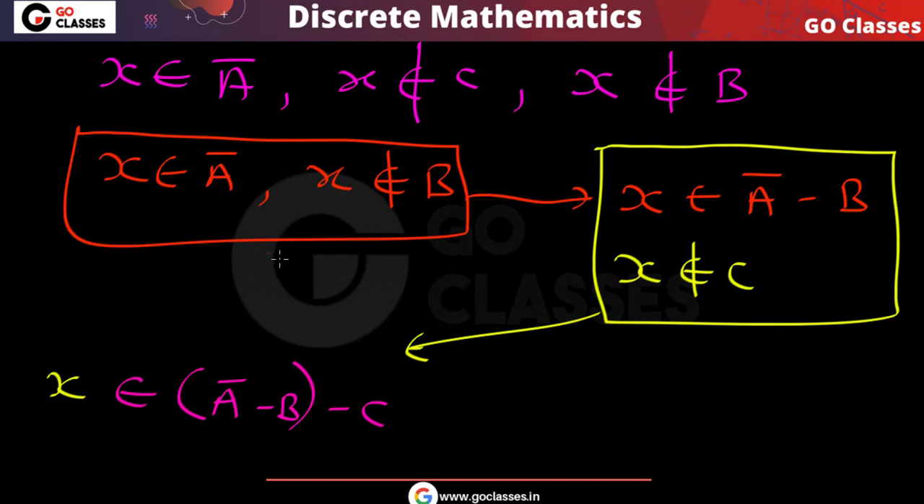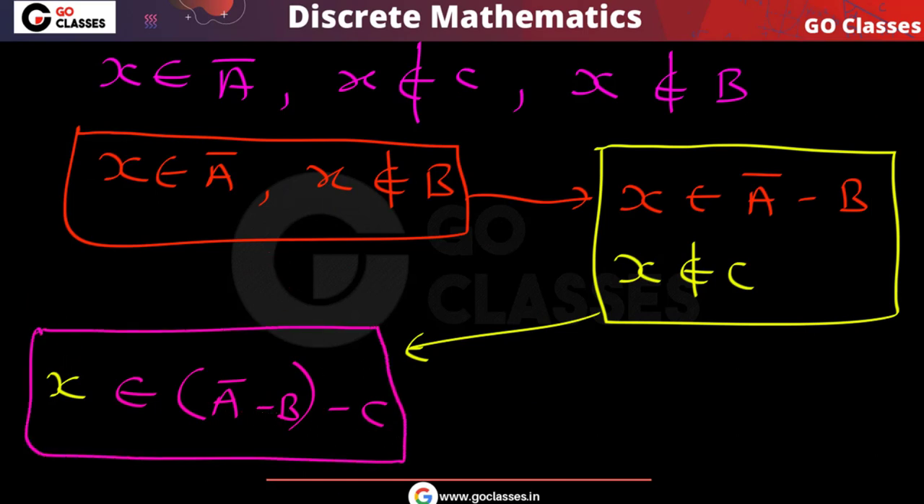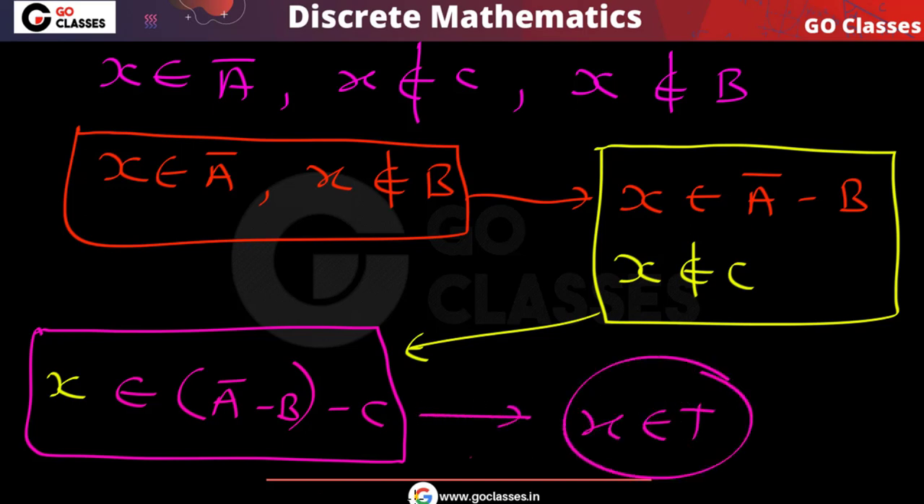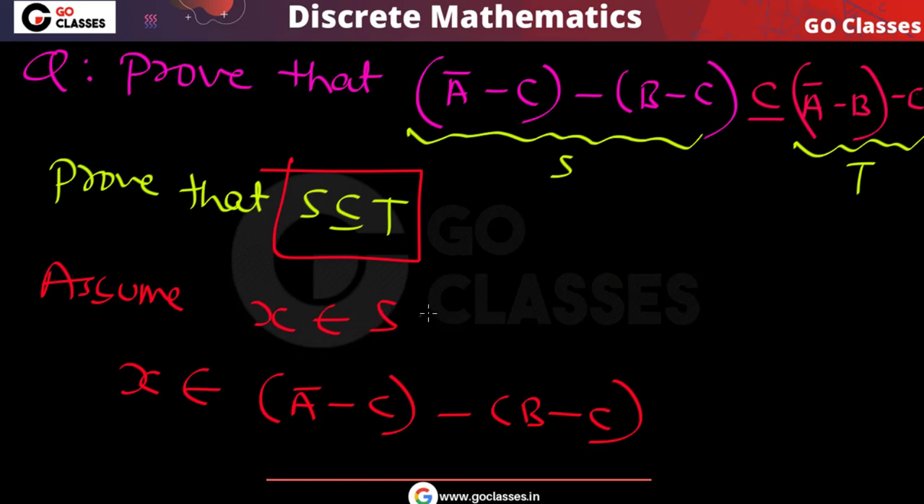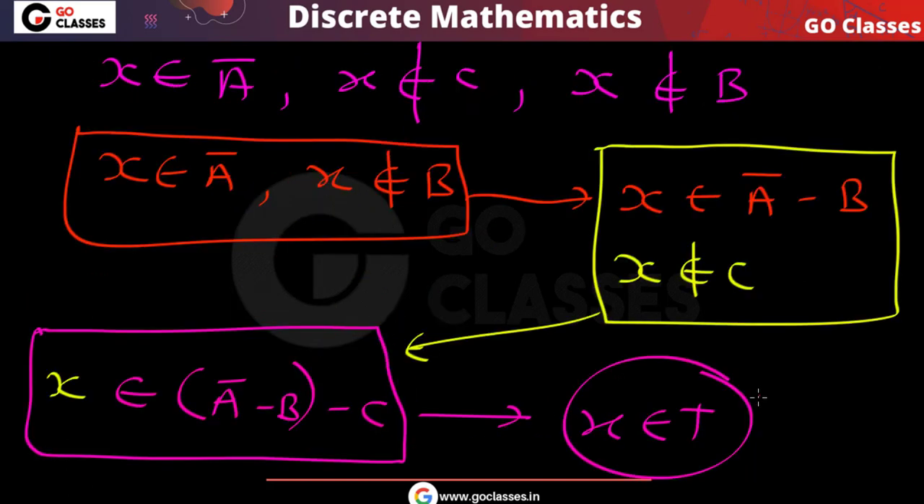So this is what we have done. We have proven that x belongs to A bar minus B minus C, and this basically means x belongs to T. So we have proven that if x belongs to S, then x belongs to T. So I can say that S is a subset of T. This is the proof.